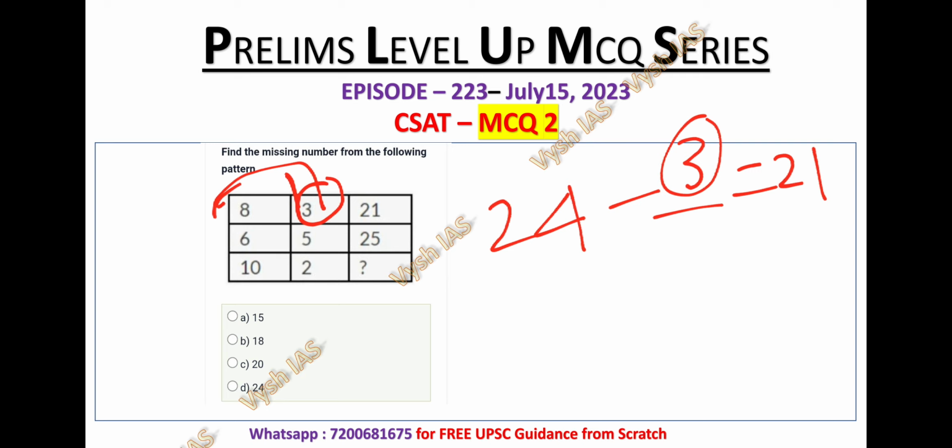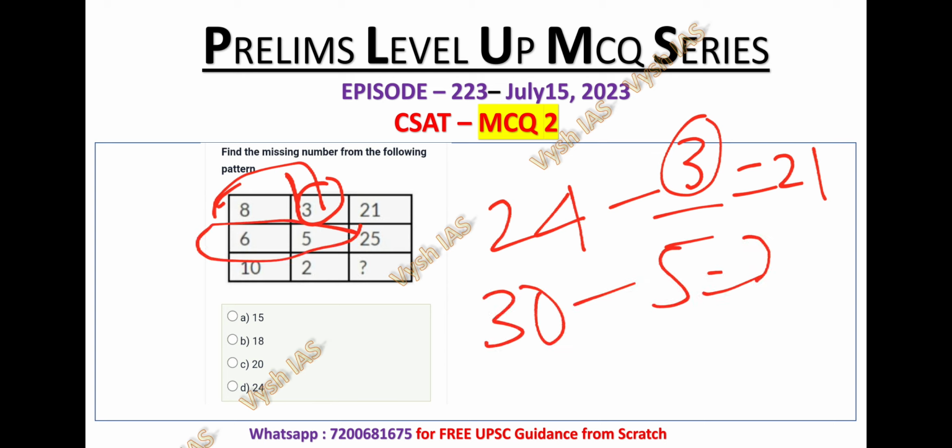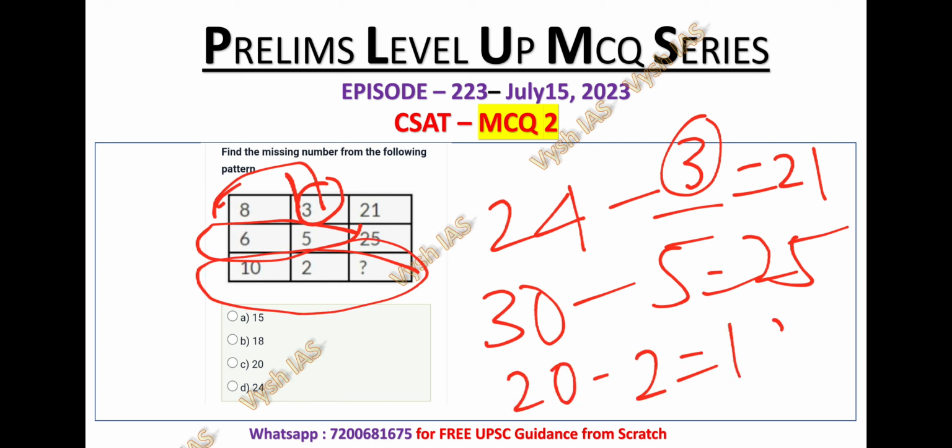So let's see whether this pattern suits the second line also. 6 5s are 30 minus 5 is 25, yes, it is suiting. So we have to do it for the third line also. 10 into 2 is 20, 20 minus 2 is 18. So 18 is the correct answer. So option B is the correct answer for question number 2.